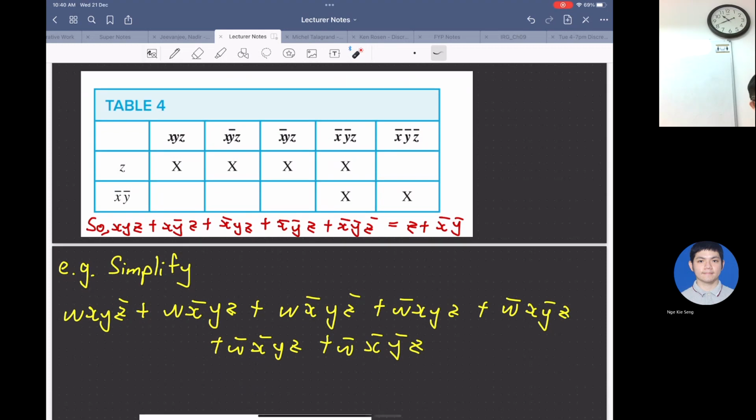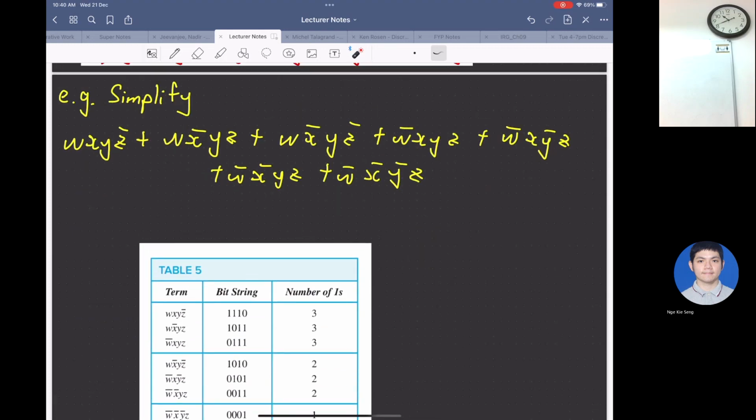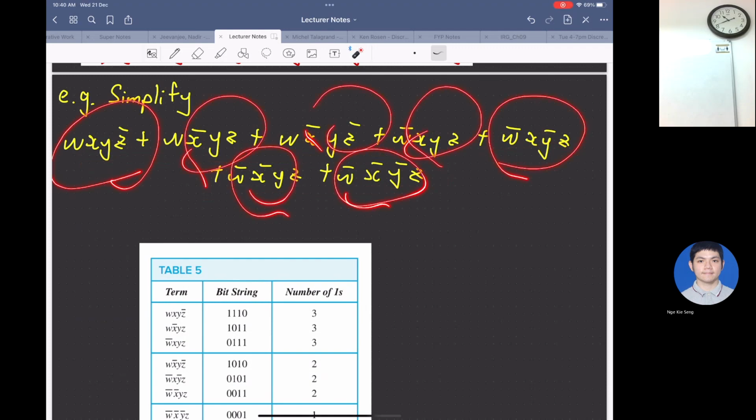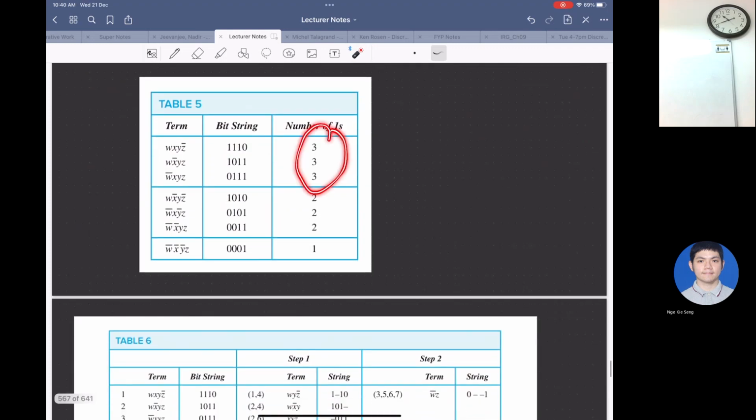Confused? Maybe go through another example again. Okay. So let's say we want to simplify this function here. Okay. So we got how many minterms? 1, 2, 3, 4, 5, 6, 7. Okay. So we got 7 minterms here. Okay. We translate it into binary strings again. Okay. So where you got a bar, you put a 0, and then so on. So they group by number of 1s so that it is easy to find which are adjacent to each other. Okay, easy to combine later.